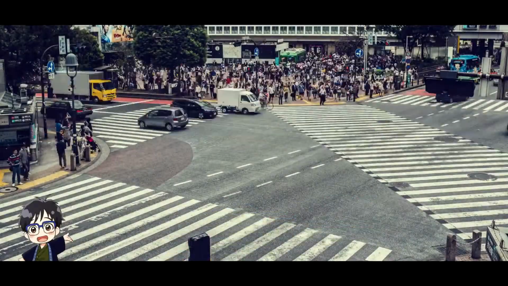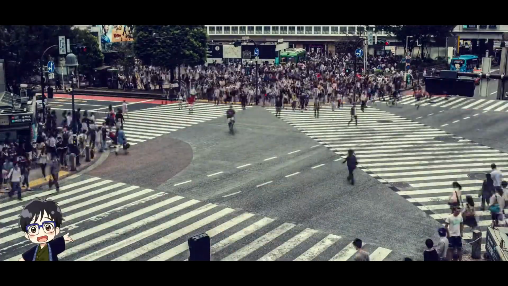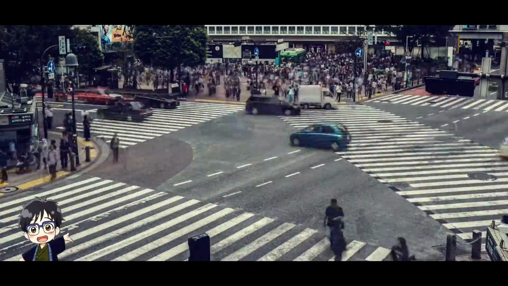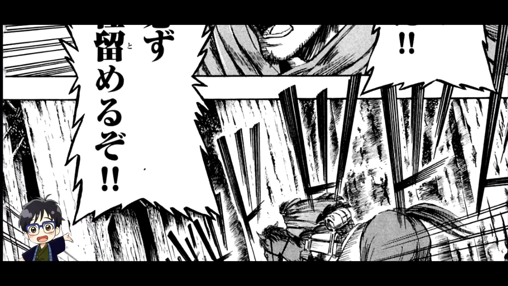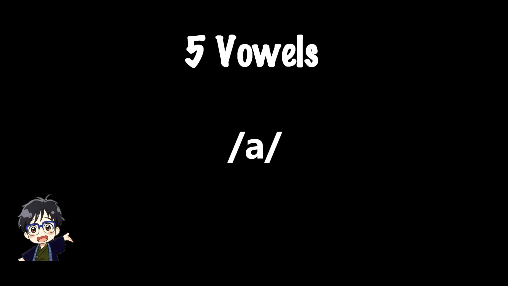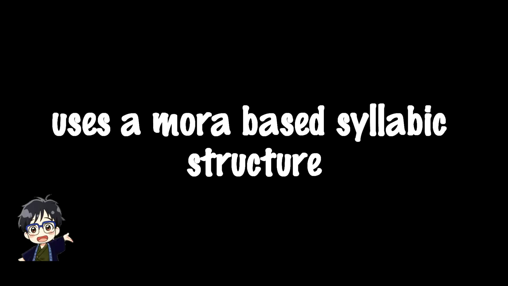Today we're going to be talking about the essentials of the Japanese language before you jump into immersion. First, there are no spaces in between words in Japanese sentences. Next, it is very important that you know the sounds and pronunciation of the Japanese language. Japanese has 5 vowels, A, I, U, E, O, and uses a mora-based syllabic structure system.